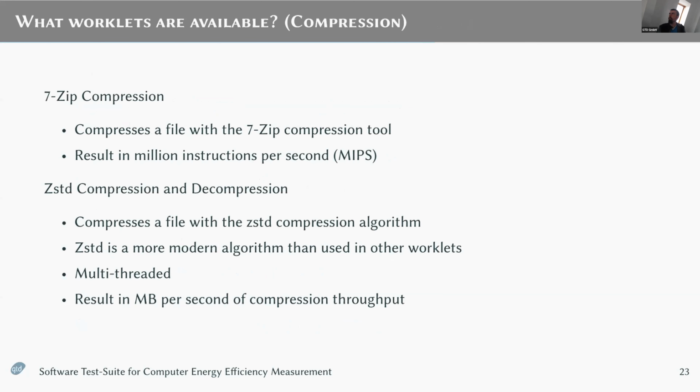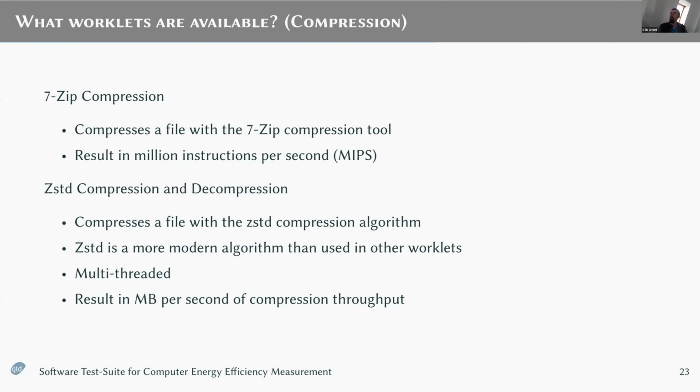Okay, we have two more worklets for compression. There is one using the 7-zip algorithm and one using the Z-standard algorithm. For the 7-zip, we only do compression. For Z-standard, we do compression and decompression. So that's actually two worklets for Z-standard, using the same software in the background, but with different configurations.